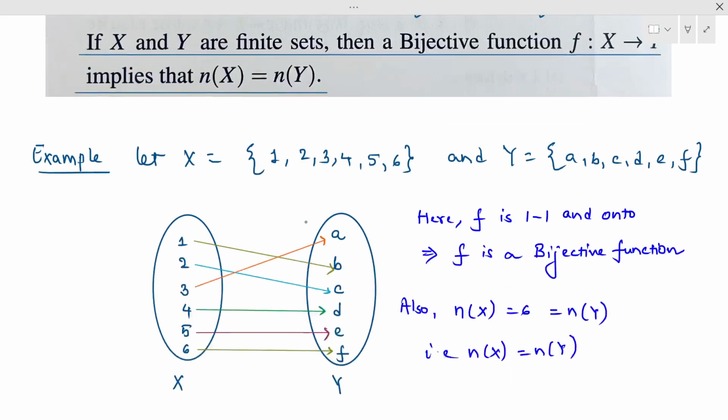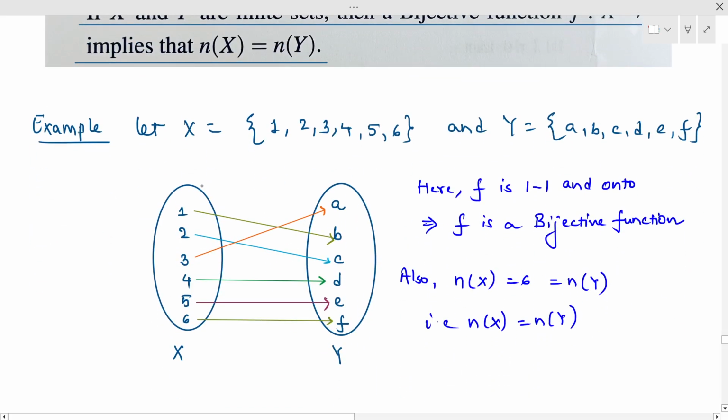You can see here we have considered a function f from set x to y. So x contains the elements 1, 2, 3, 4, 5, 6. Y contains a, b, c, d, e, f, and it is mapped like this, right? So firstly you can see that different images are there for every element of x, right? Means no two elements have the same image, they are different. First thing, the function is 1-1.